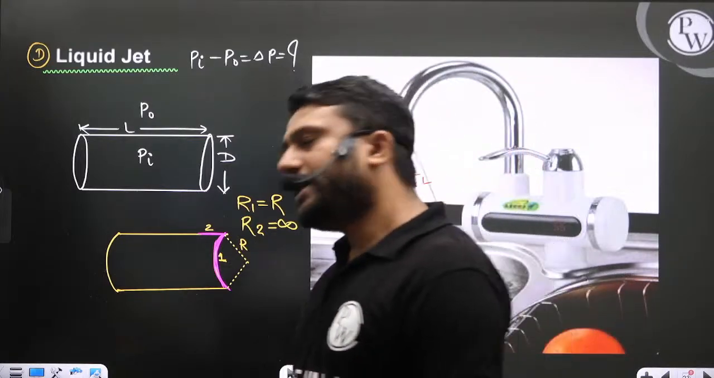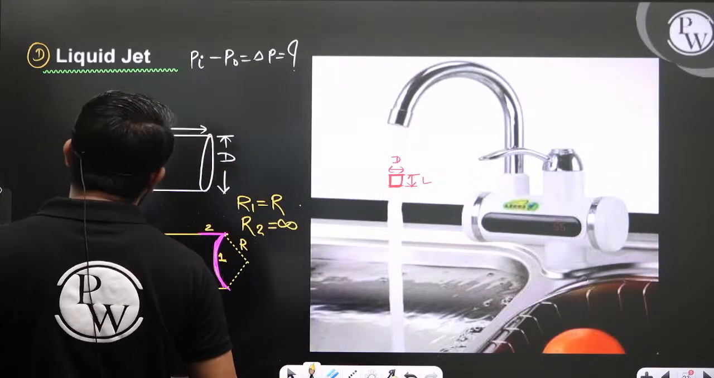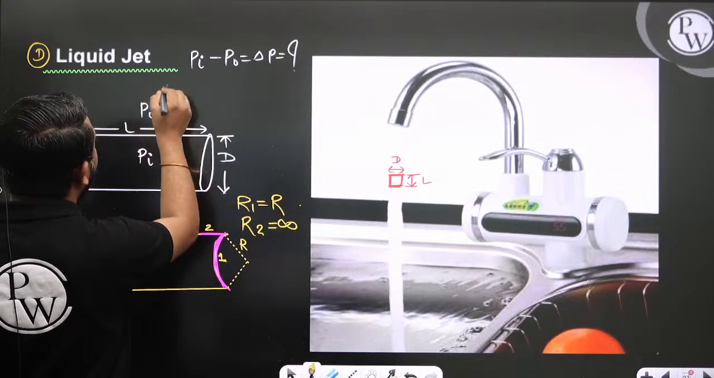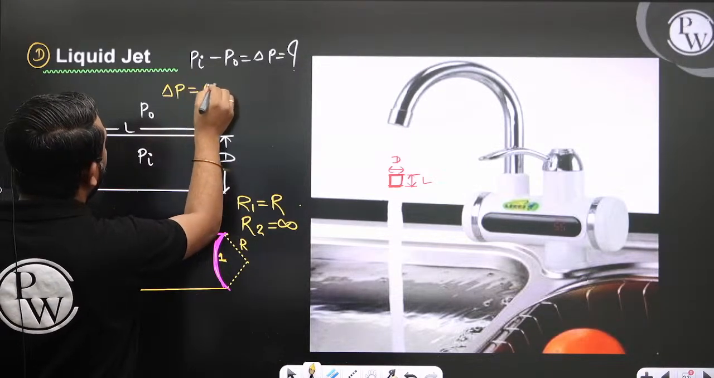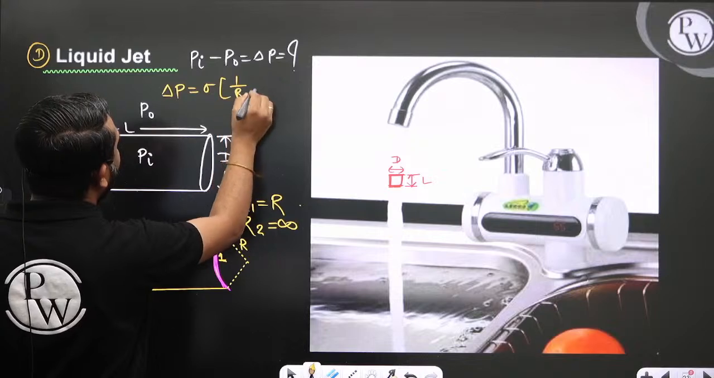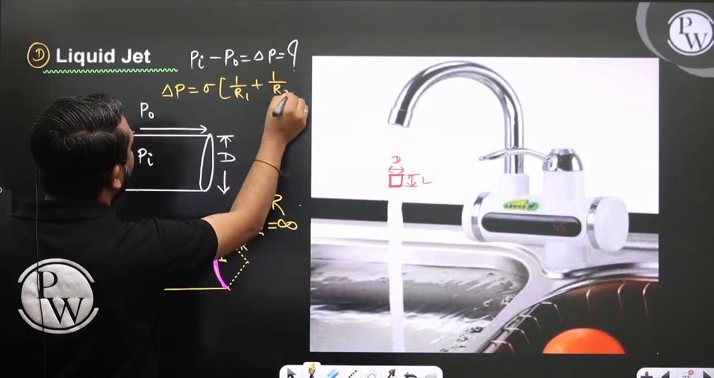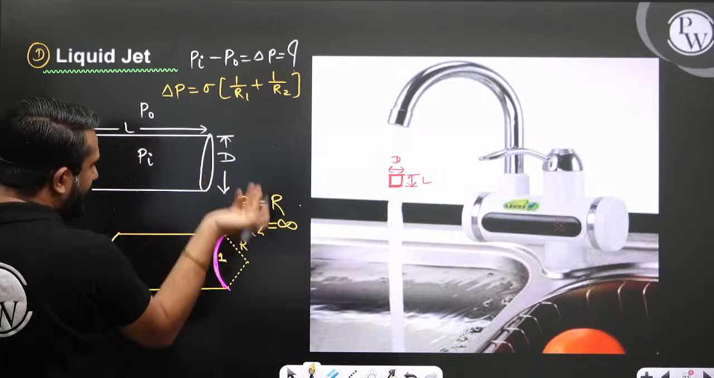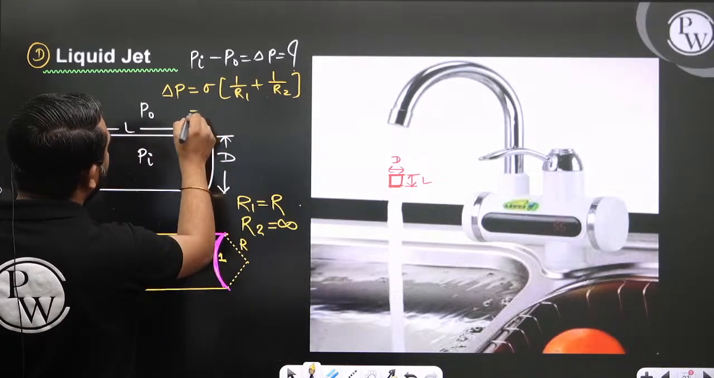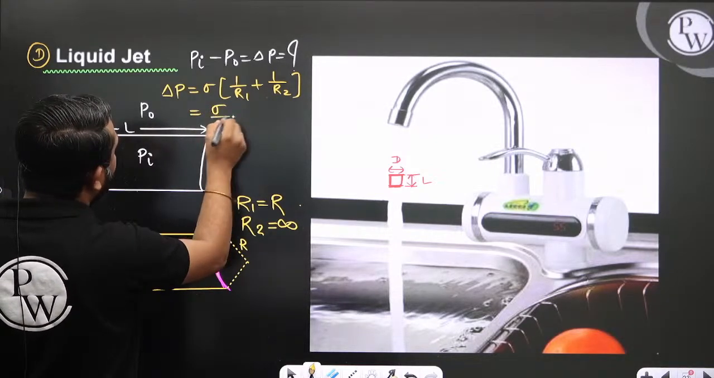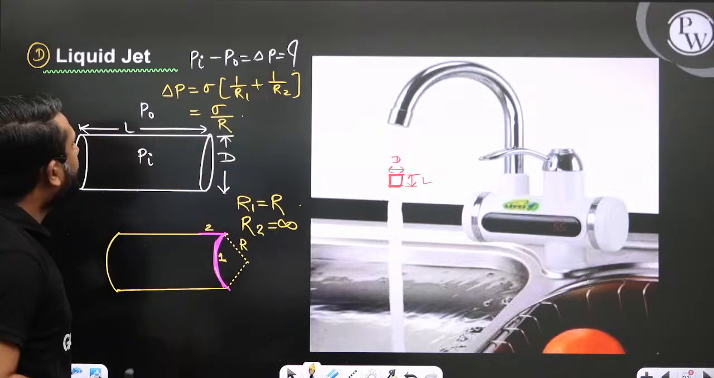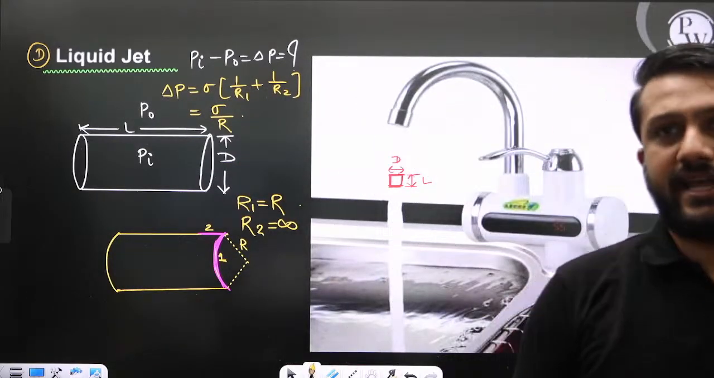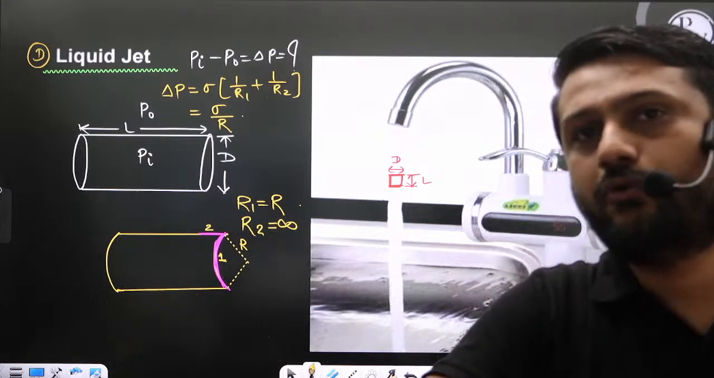Yes or no? Okay, so again, by using the Young's Laplace equation, you can easily calculate the delta P. So what is the Young's Laplace equation? Delta P is equal to sigma times (1 by R1 plus 1 by R2). Now R2 is infinite, so 1 by R2 is 0. R1 is equal to R. So simply you can write this as sigma by R. This is the pressure difference in air. This is the pressure difference in 4 important cases.